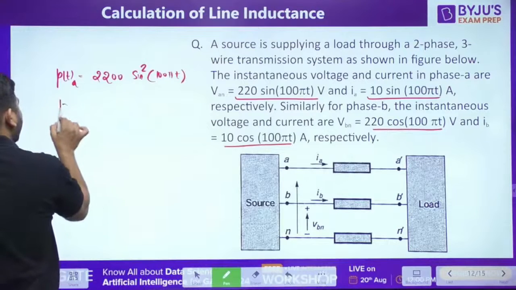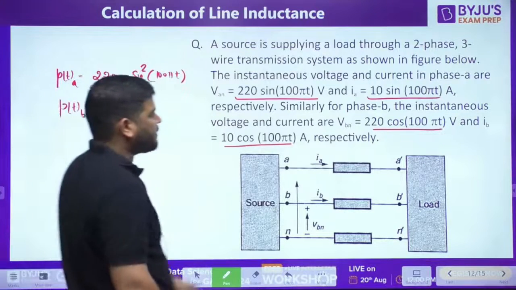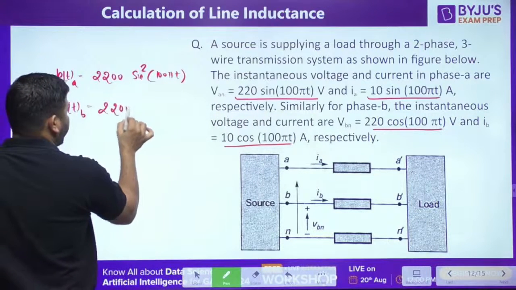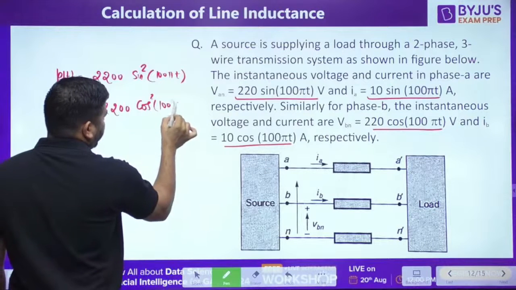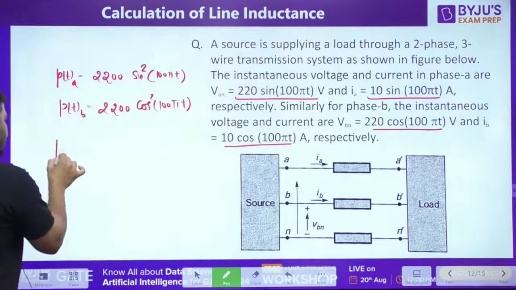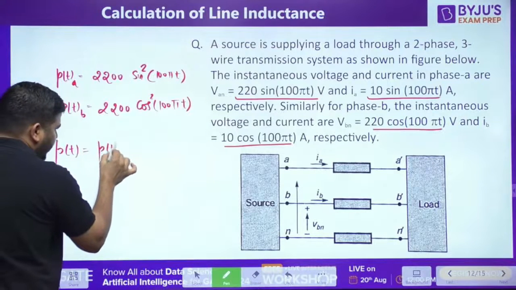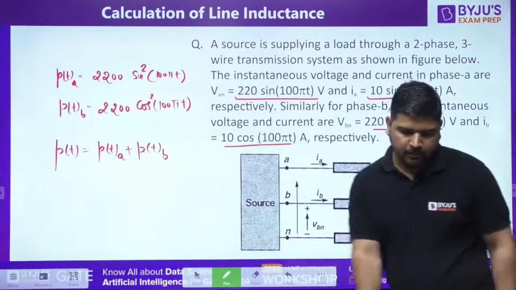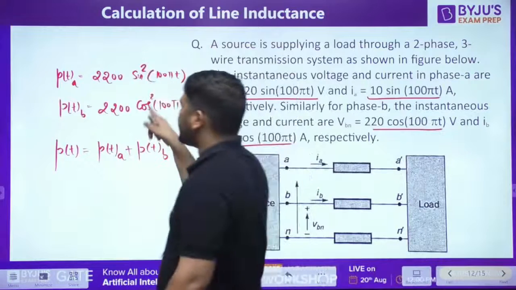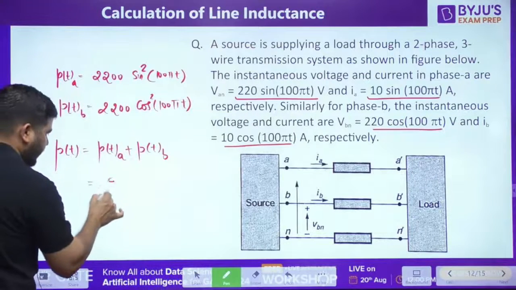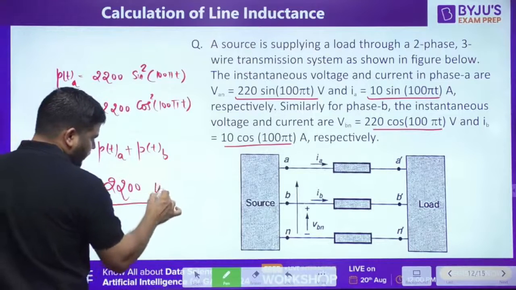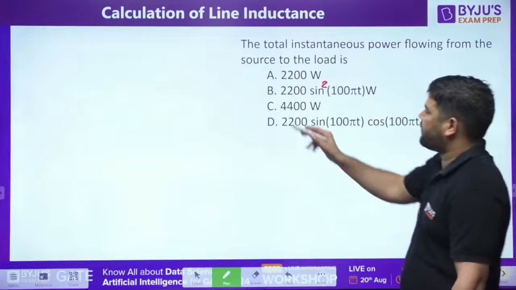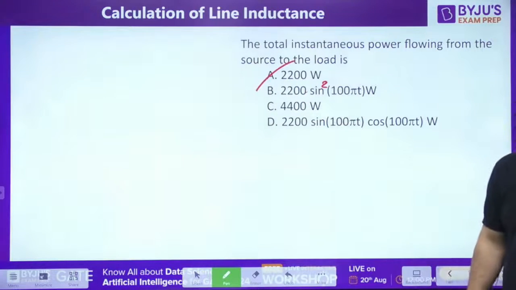Now for phase B, what is the instantaneous power? For phase B, this is the voltage and this is the current, both are in cosine. So again it will be 2200 cos square of 100 pi t. Now what is the total instantaneous power supplied from the source? If you add them, then sine square plus cos square is 1. Take this 2200 common. So the answer is 2200 watt. This is the total instantaneous power supplied by the source. So the answer is Agra. I hope it is clear, everyone.